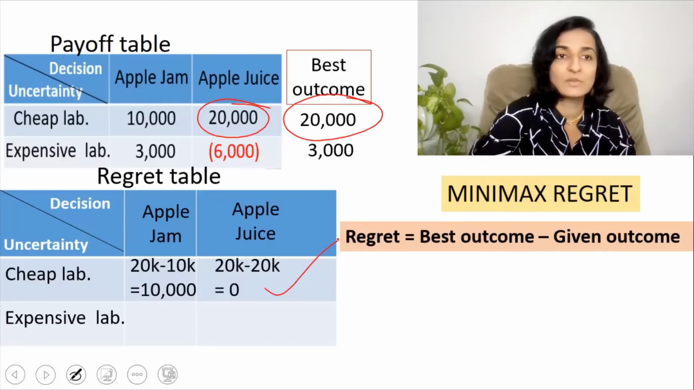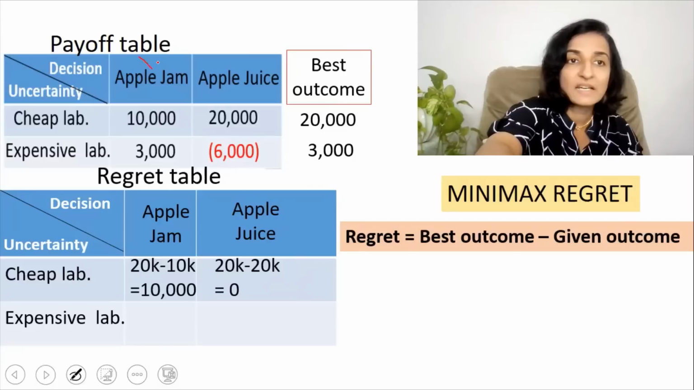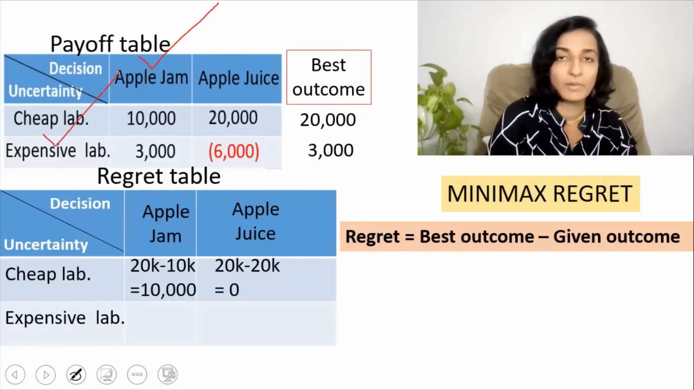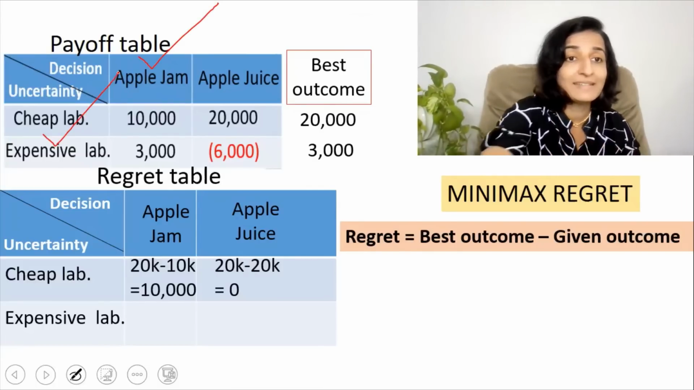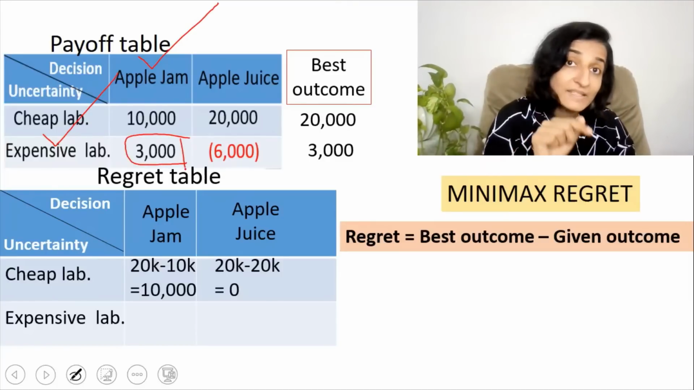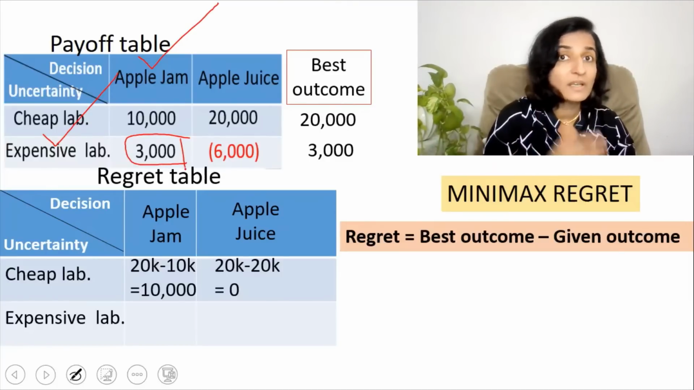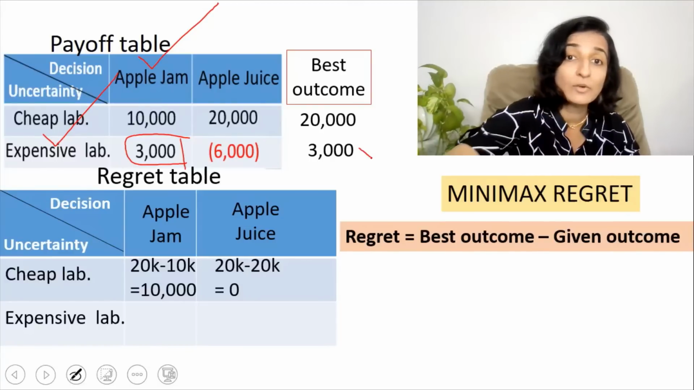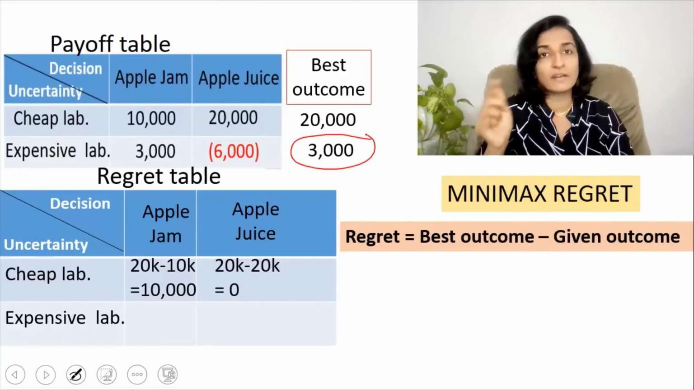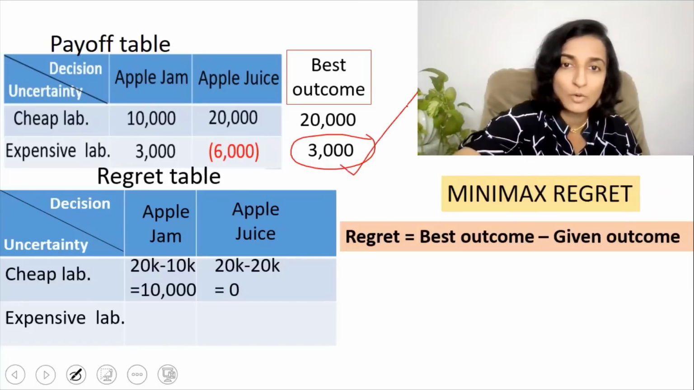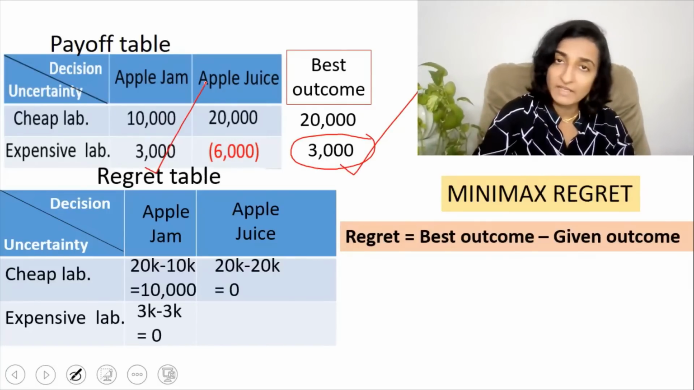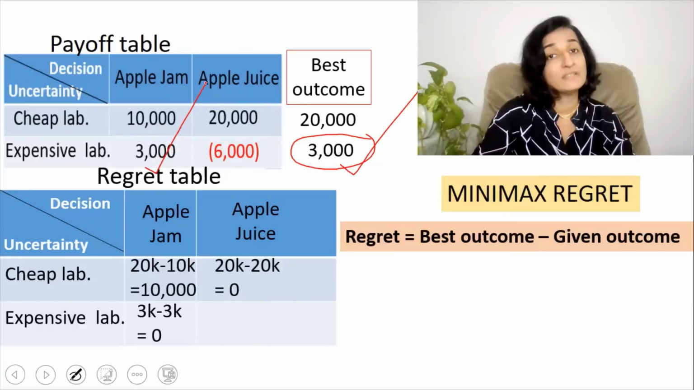Now coming to the next situation. If Adam starts the apple jam business and he gets expensive labor, then what is the profit that he gets? He gets $3,000 as profit. Is that the best outcome in that particular situation? Yes, the maximum profit that he could get is $3,000. So what is his regret? He will not have any regret. The regret is the best outcome minus the given outcome. That is $3,000 minus $3,000, which is 0.